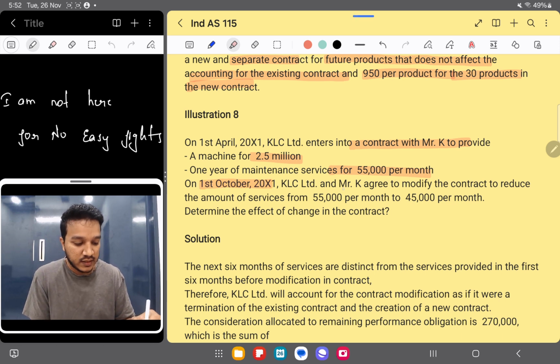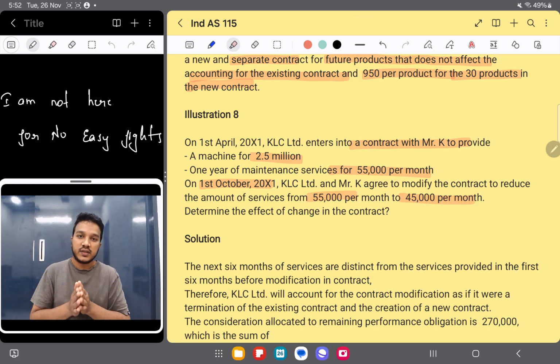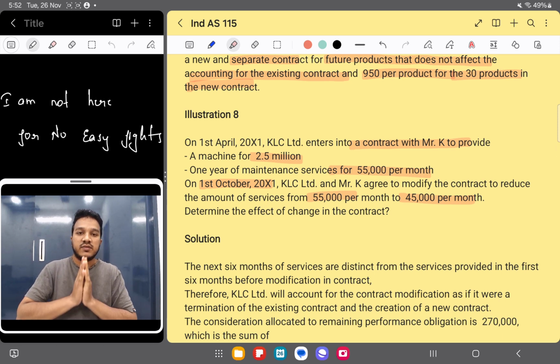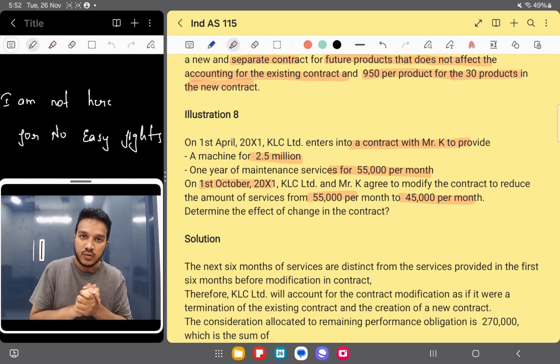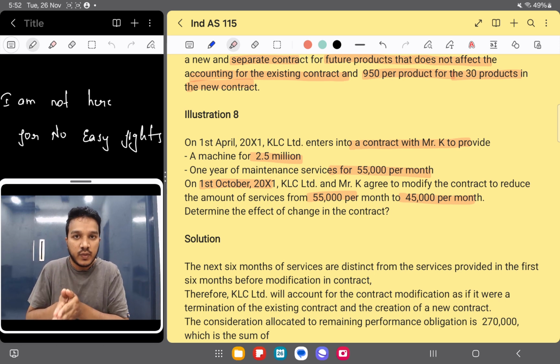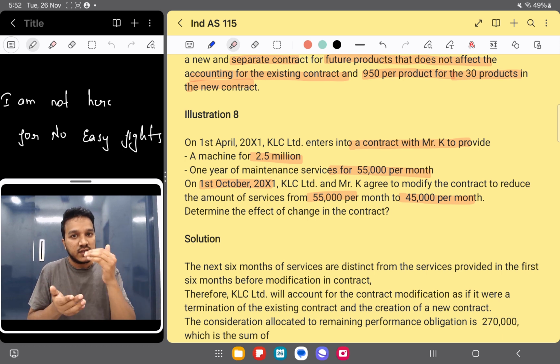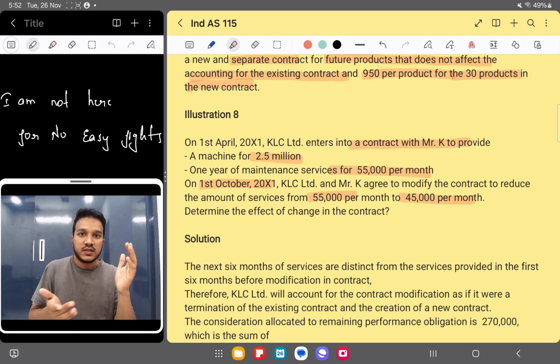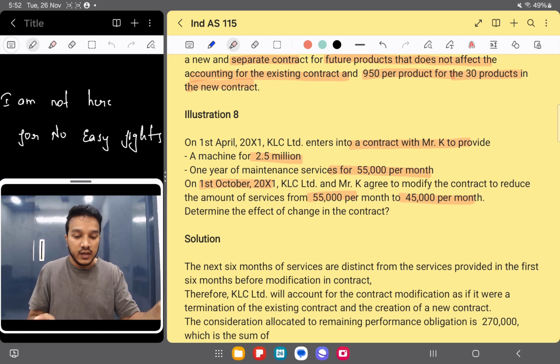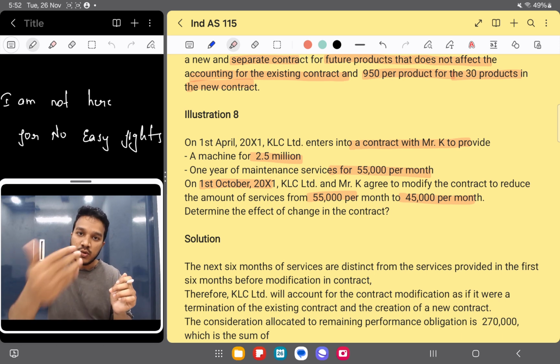On 1st October, KLC Limited and Mr. K agreed to modify the contract to reduce the amount for services from 55,000 per month to 45,000 per month. Now, the first thing you have to understand is that whenever maintenance services are provided every day, the customer is getting benefit every day. Today I have provided services, the customer got benefit today. Tomorrow I'll provide some services, the customer will get benefit tomorrow. So the standard says whatever services are provided today are distinct from the services provided tomorrow. In the same way, the services provided in the first month are distinct from the services provided in the second month, because the customer is getting benefit as and when you provide the service.